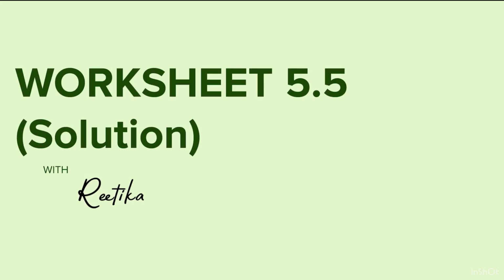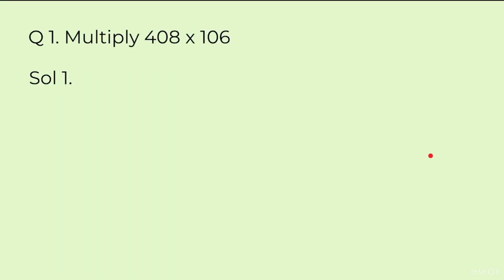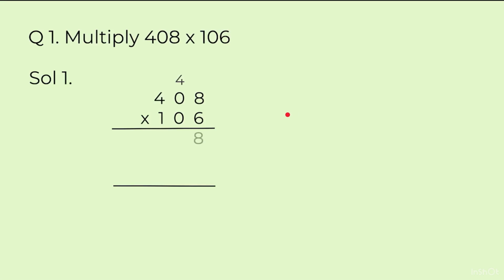Solutions to worksheet 5.5. Question 1 was multiply 408 with 106. We will start by multiplying 6 into 8. 48, 4 at the top, 8 at the bottom. 6 zeros are 0, plus 4, 4. 6 fours are 24.